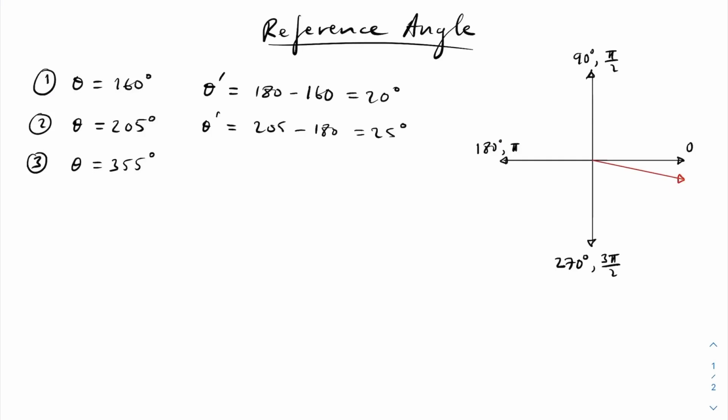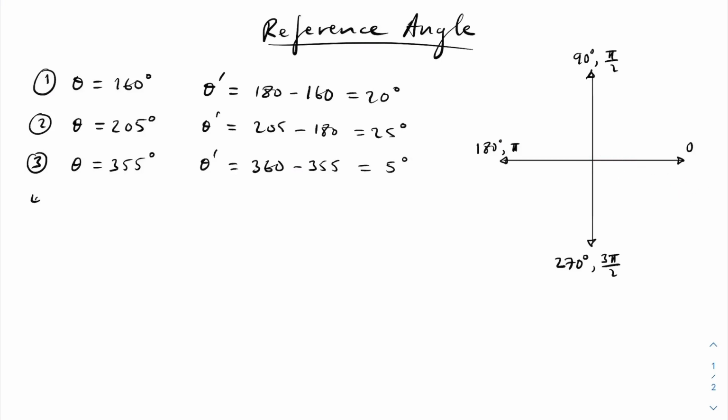Next example, we're going to have theta equals 355 degrees. That's going to be sitting between 270 and 360. So that's going to be in the fourth quadrant. And so the value of our reference angle here is going to be equal to 360 minus 355, which is going to be equal to 5 degrees in this case.